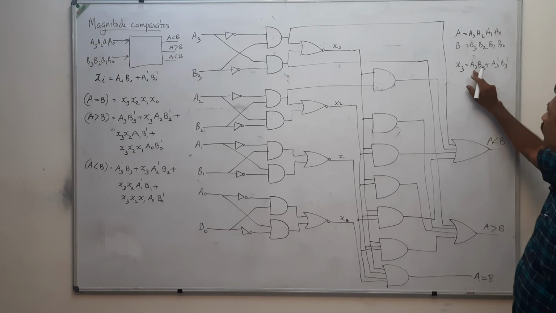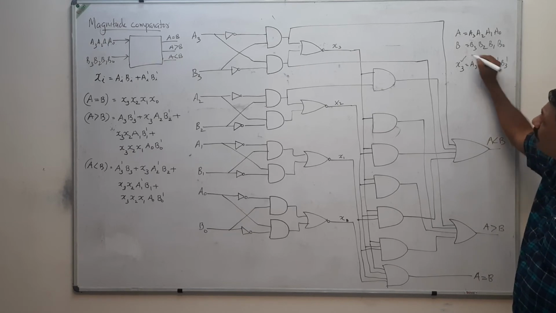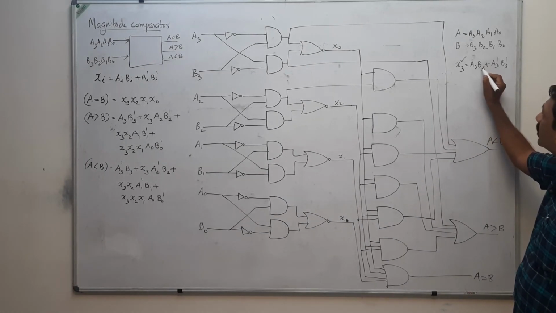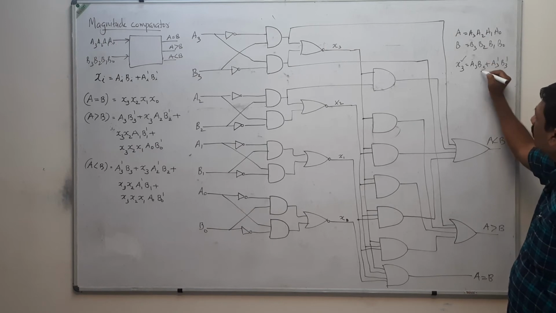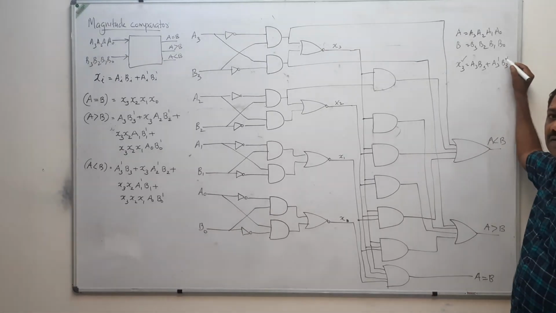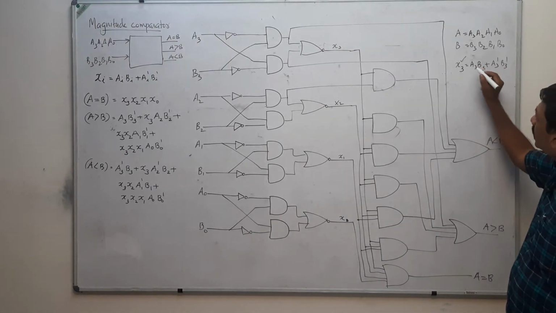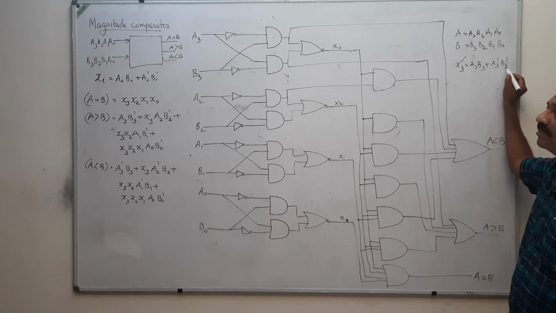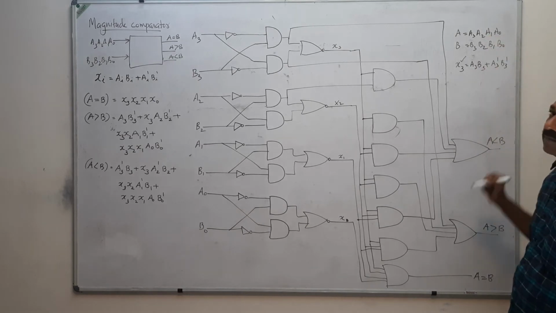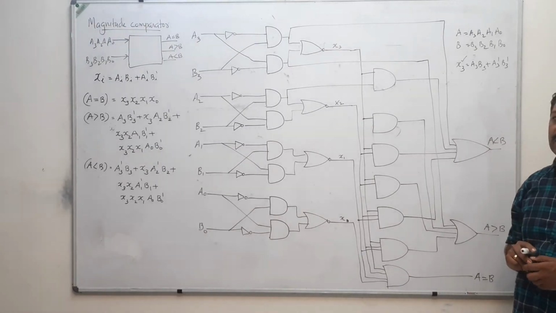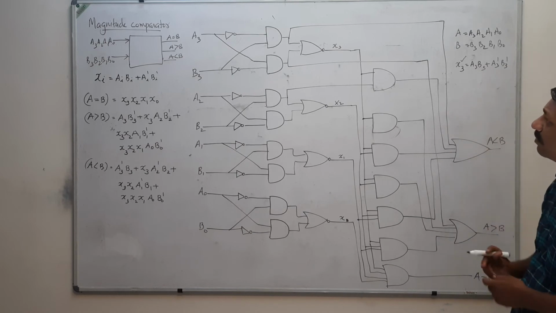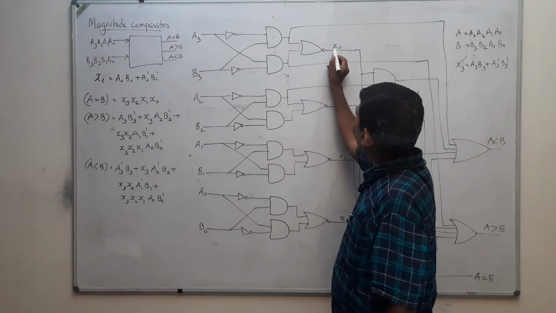That means if A3 and B3 are equal, this X3 will be 1. If A3 and B3 are 1s, then this will be 1, and if A3 and B3 are 0s, then this will be 1. That means this is a checking point. A3 B3 plus A3 bar B3 bar, if this is 1, that means that two bits are same. That means A3 and B3 are same, whether it is 1 or 0, both are same. Here you are going to generate X3.